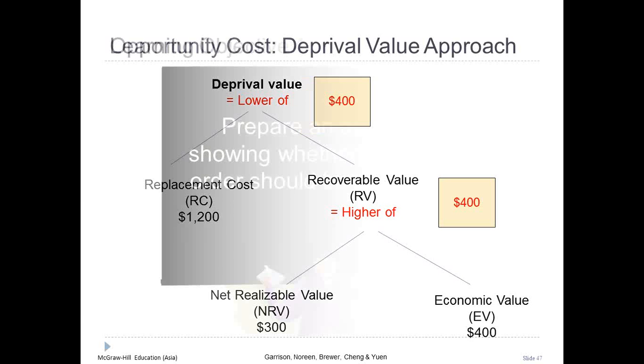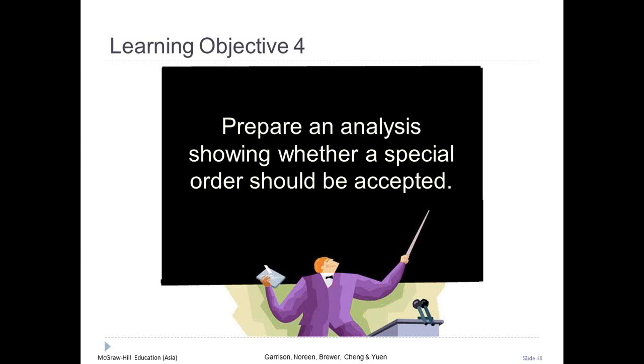So learning objective number 4 is to prepare an analysis showing whether a special order should be accepted. A special order is a one-time order that is not considered part of the company's normal ongoing business. So when analyzing a special order, only the incremental costs and benefits are relevant. Since the existing fixed manufacturing overhead costs would not be affected by the order, they are not relevant.